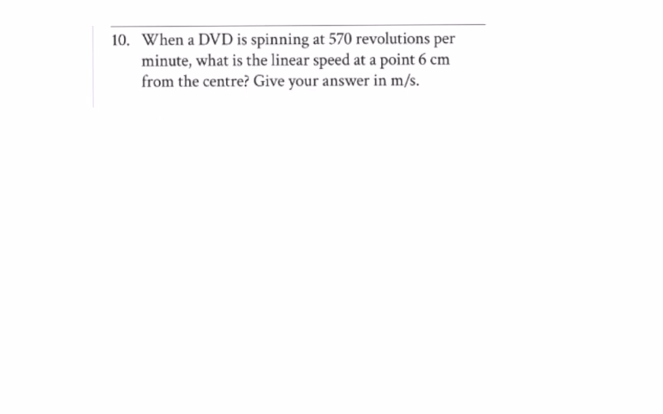So 570 revolutions per minute for number 10 for the DVD. Each revolution is 2π radians. What's the linear speed? 6 centimeters in meters per second, so that's 0.06. So let's have a look at the radians per second. 570 times 2π divided by 60 is 59.66 radians a second.